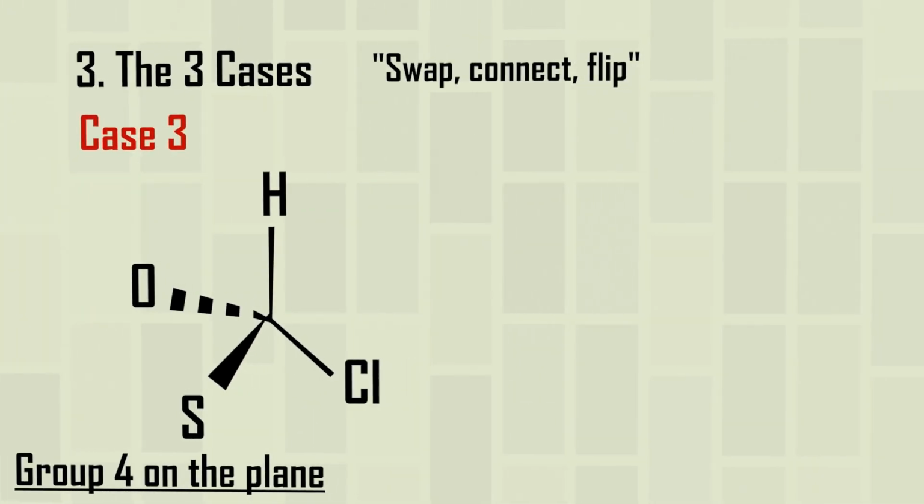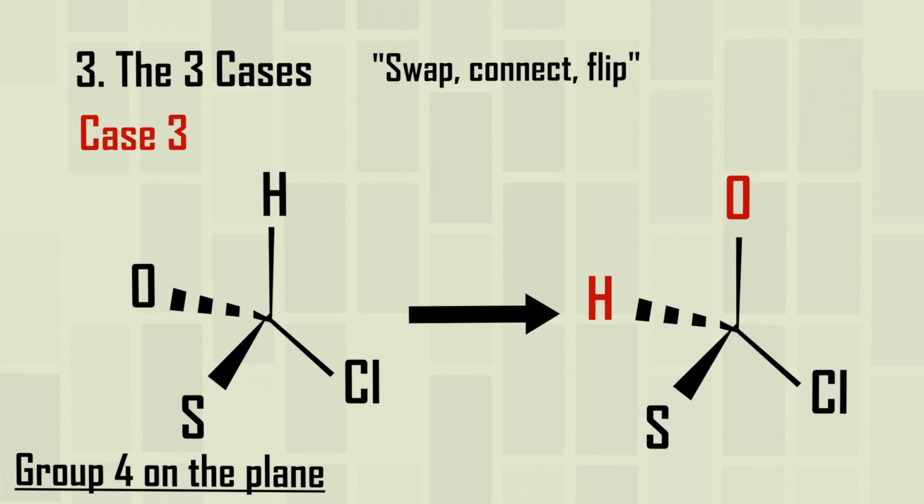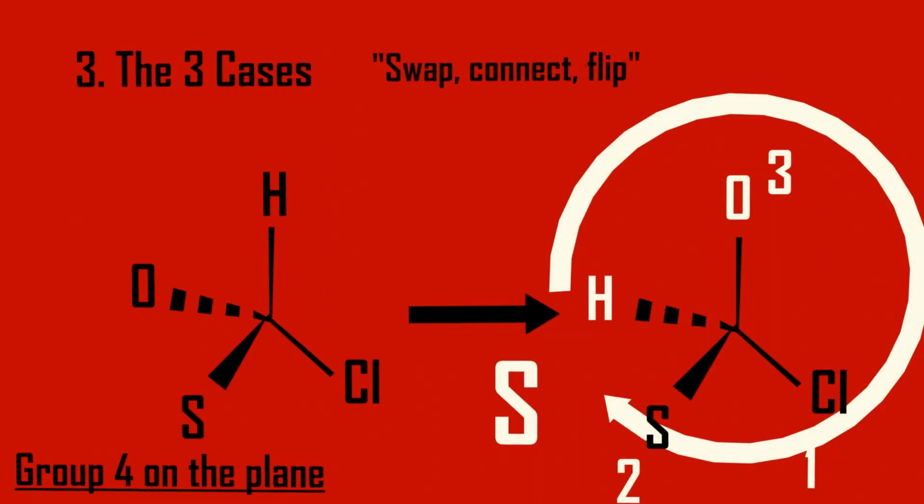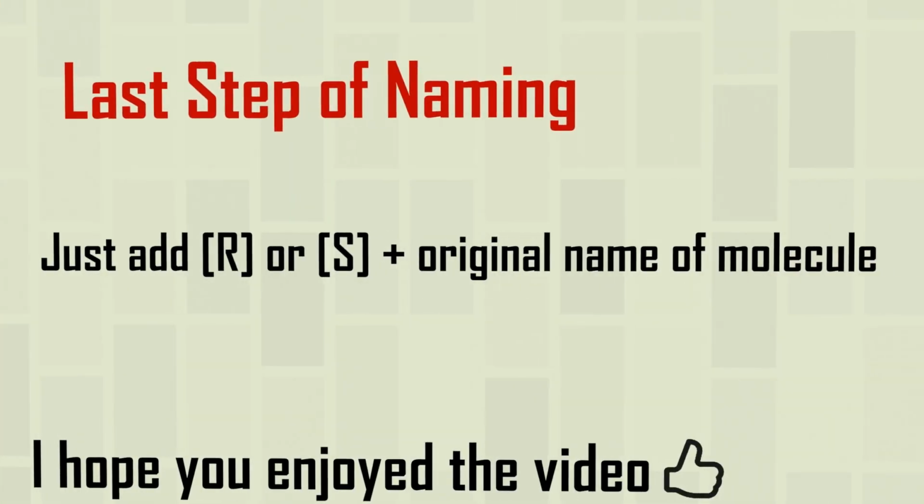In case 3, if the group is on the plane of the page, we would first swap out the lowest priority with whatever is on the dashed group. We then count and check direction. We flip. Let me know what I should animate next.